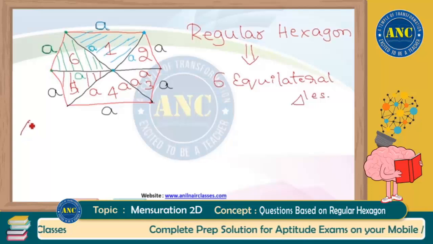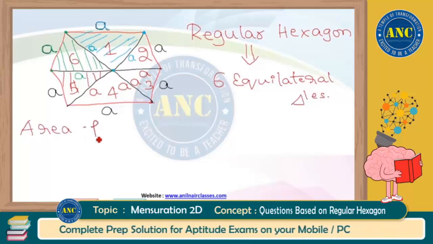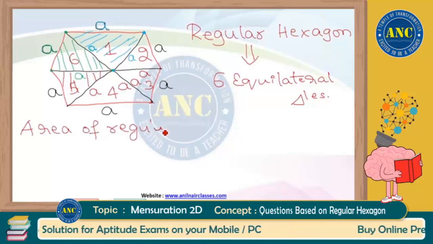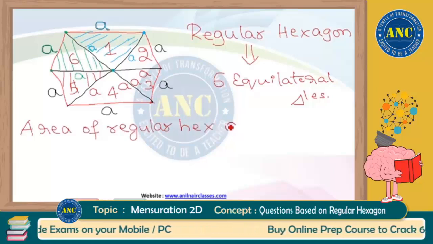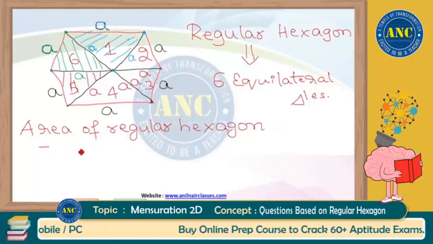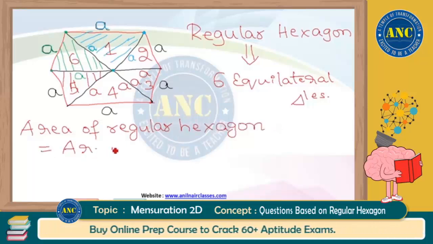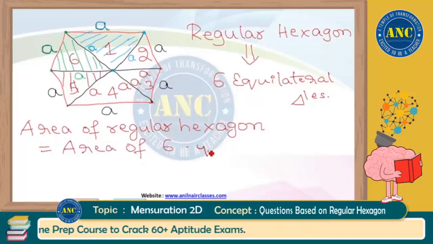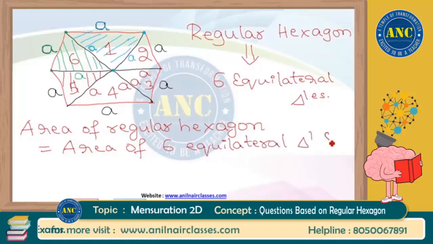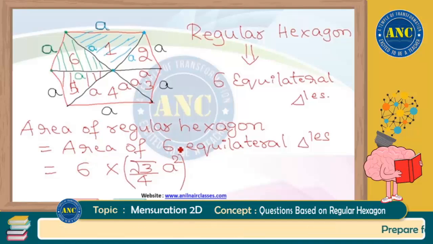And what will be the area of this regular hexagon? Area of regular hexagon is nothing but equal to area of 6 equilateral triangles. And you know the area of one equilateral triangle. It is root 3 by 4 into side square. Side is nothing but A here. For one equilateral triangle, it is root 3 by 4 into A square. For 6 equilateral triangles, it is 6 into root 3 by 4 into A square.